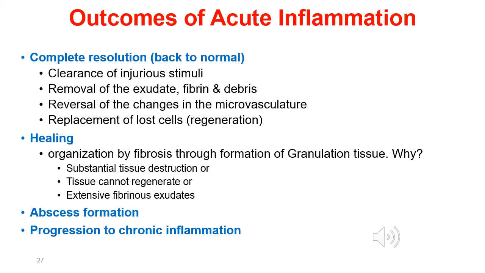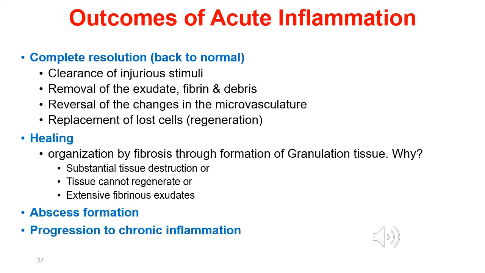The second outcome might be healing, where there is organization by fibrosis through formation of granulation tissue. Why is that? Why do we get granulation, or healing by fibrosis, when there is substantial tissue destruction? Remember when we talked about excessive inflammatory reactions and processes. This might lead to exaggeration of the inflammation and destruction of the tissue, and therefore tissue cannot regenerate, or this will lead to extensive fibrinous exudates, which will heal by fibrosis eventually.